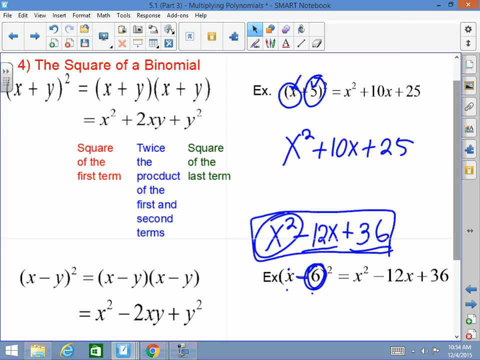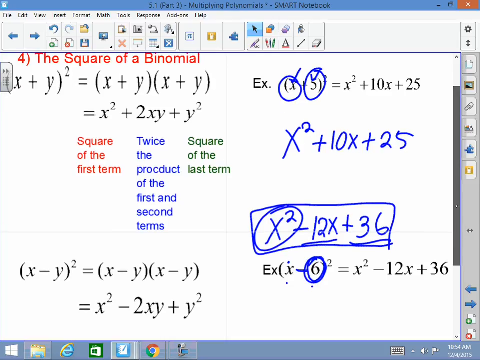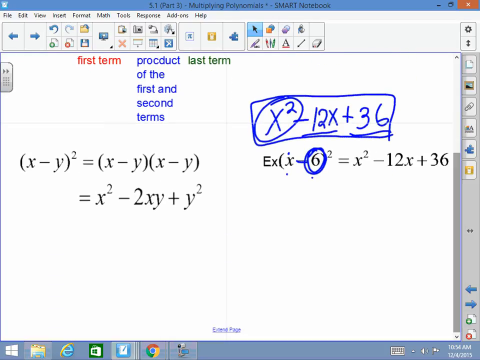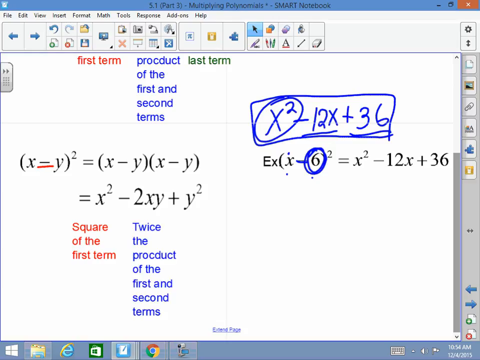It's written down right there in front of you in different colors. You take the first term and you square it. Then, in this case, because there's a minus here, it's minus twice the product of the first term and the second term, plus the square of the last term.